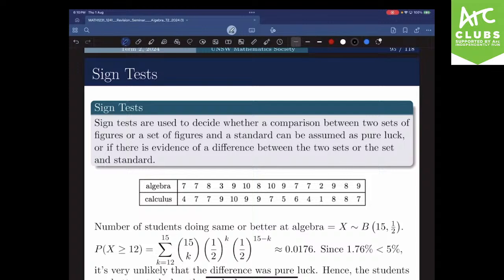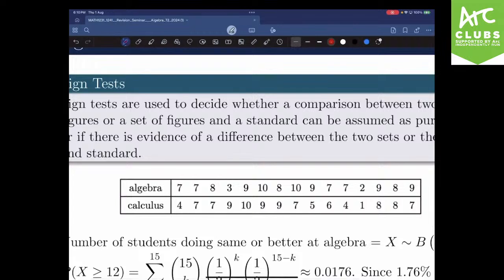What does the sign test measure? The sign test measures the amount of algebra students that do better than calculus students, right? Or better than or equal to, at least. We'll see that here. This algebra student did better. This one did the same. This one did better. This one we can skip because he did worse. Next one did worse. This one did better, worse, better, better, better, better, better, better, same, better, right?